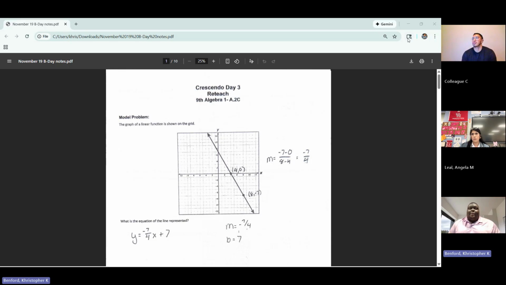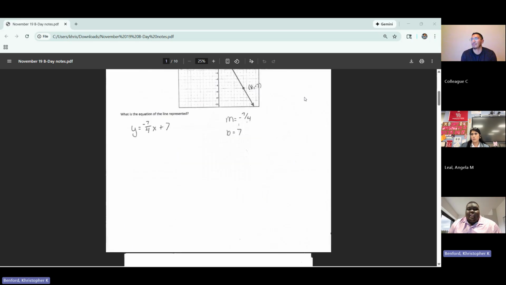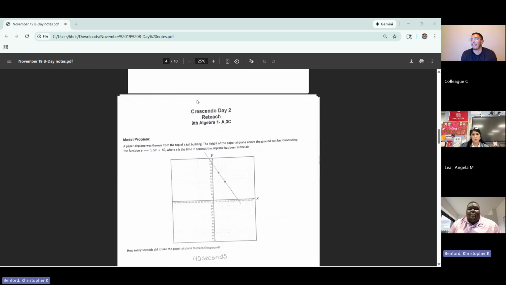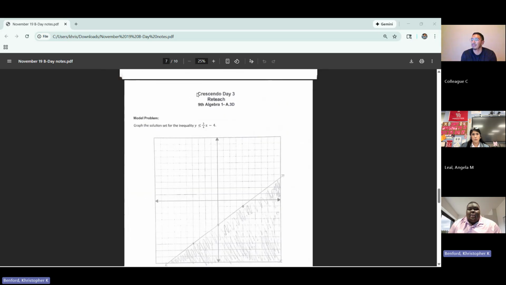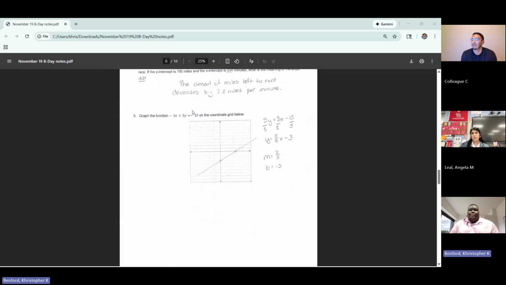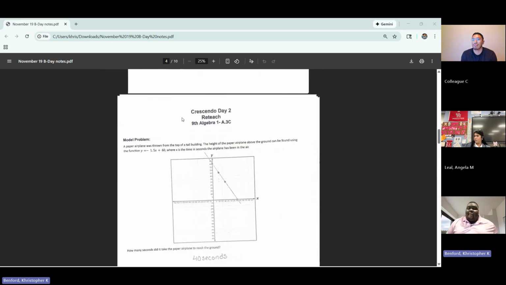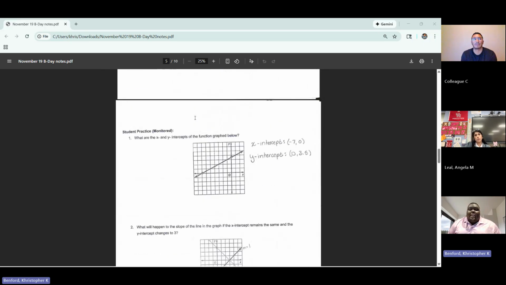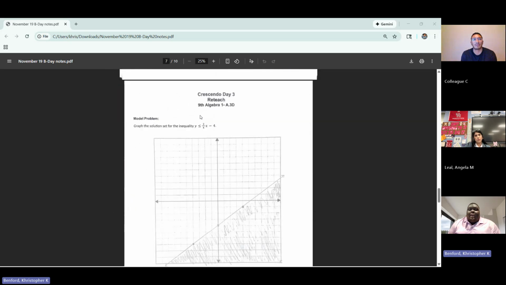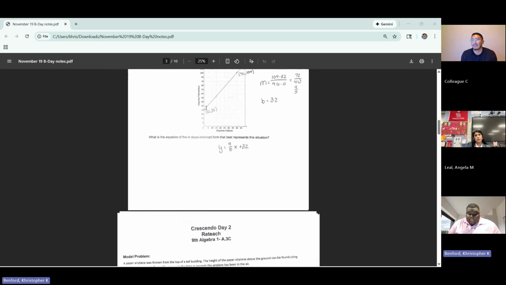There are three lessons built into this. So we have day three. That's kind of out of order. And then we have day two and then day three again, just to build on top of each other. So we have slope, and then we're going to be talking about how to find a line of a slope. And then we'll be talking about inequalities.